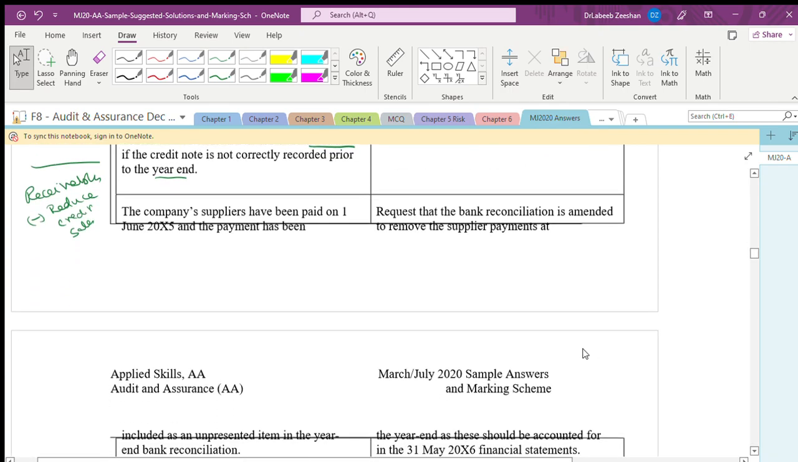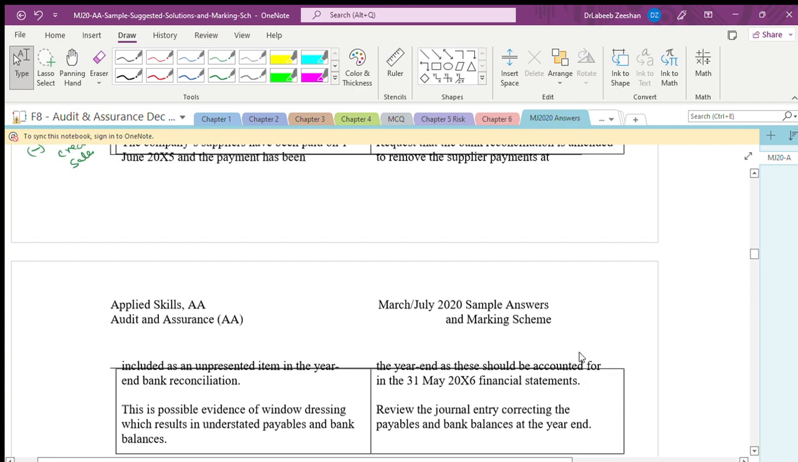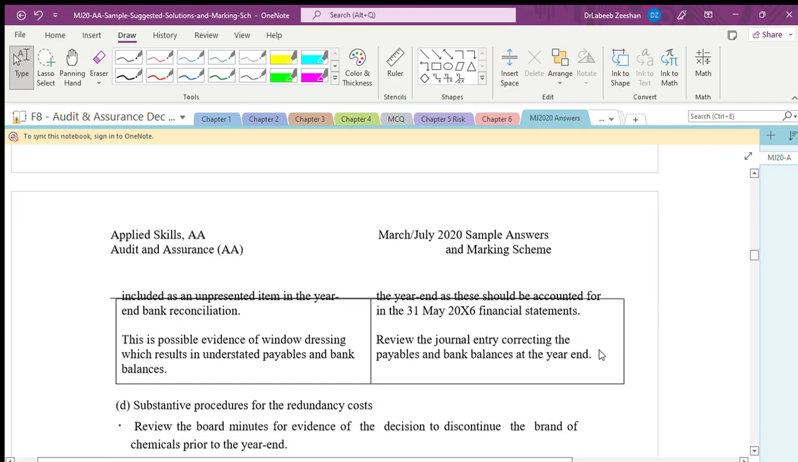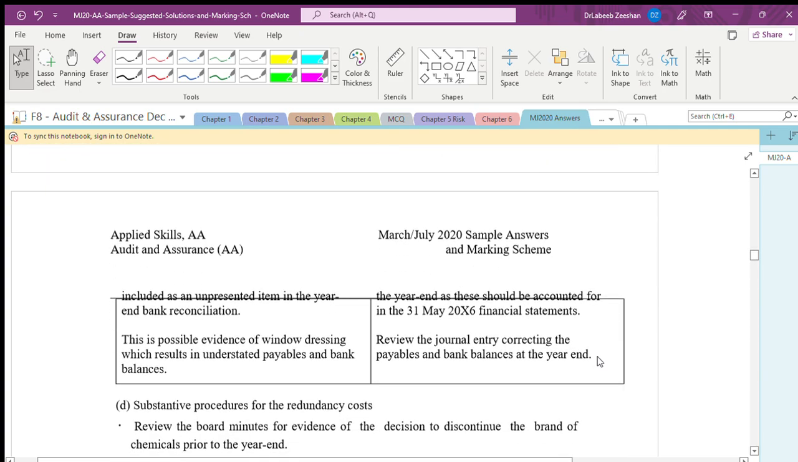The company's supplier was paid on 1st June and the payment has been included as an unpresented payment in the year-end bank reconciliation. Review the bank reconciliation. Request the bank reconciliation amendment to remove the supplier's payment. If it is unpresented, you have to request that it should be removed from the bank reconciliation. Means you have to redraft it.